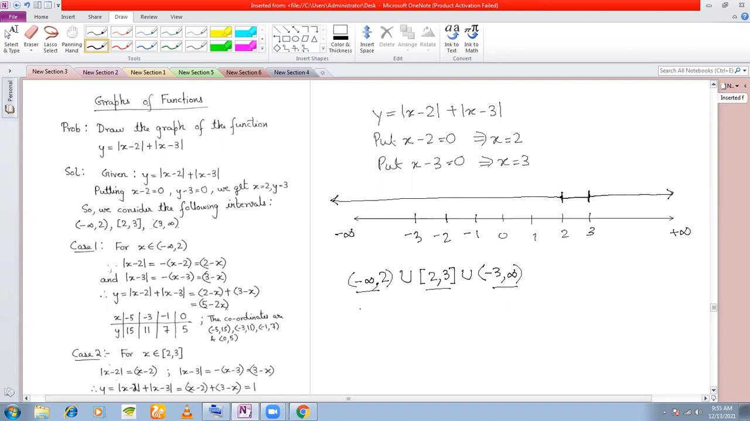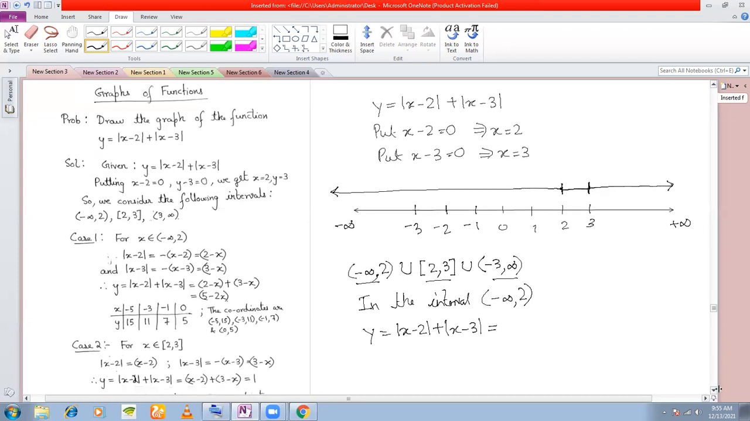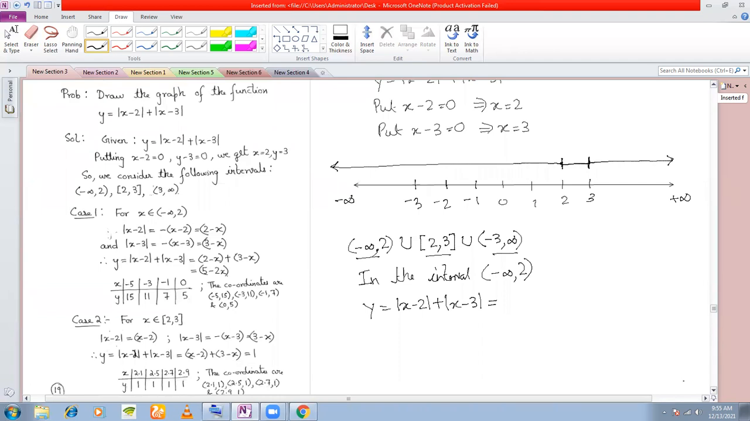That is because now if you see in the interval minus infinity to 2, what is the value of the function? y = |x − 2| + |x − 3|, right? Now in this interval, x is a number that is always less than 2, any real number less than 2. That means x − 2 will be a negative number. That means if you're taking the mod, you're going to get −(x − 2), right?